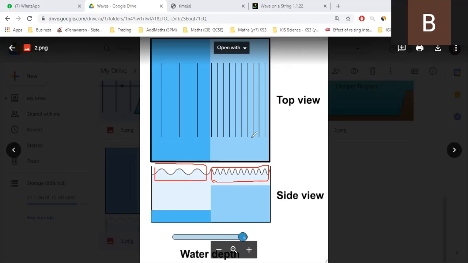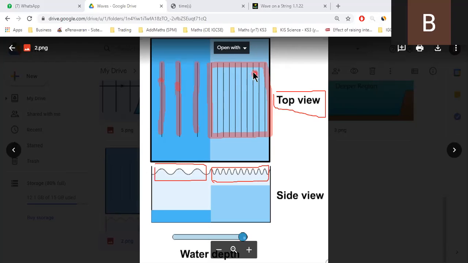So when you draw the lines from the top view, the lines should look closer to each other. You see here the lines look closer to each other. So when drawing the refraction of waves, you have to be careful with this. You have to show the examiner that there is a decrease in the wavelength. From the top view, if the distance is further apart, it means it's deeper. This one is closer, so it enters a shallower region.